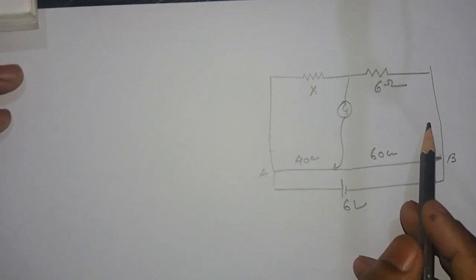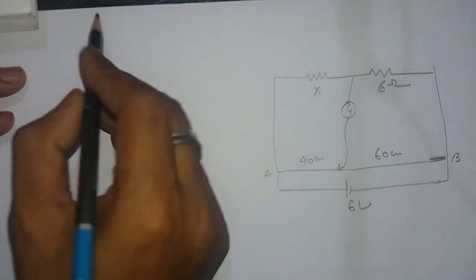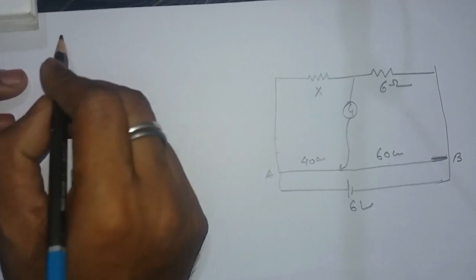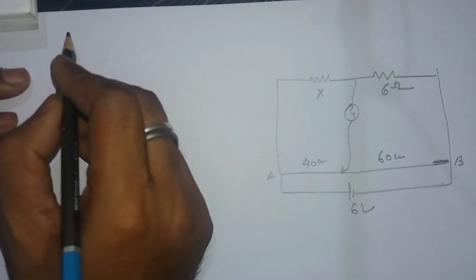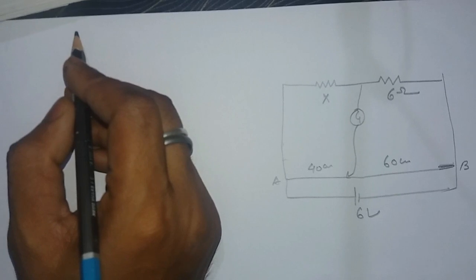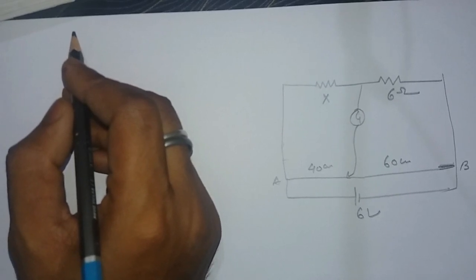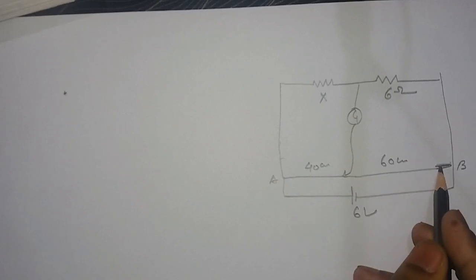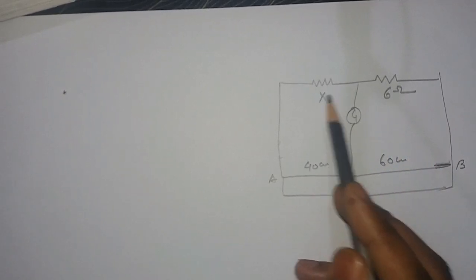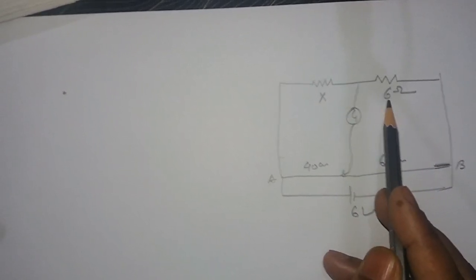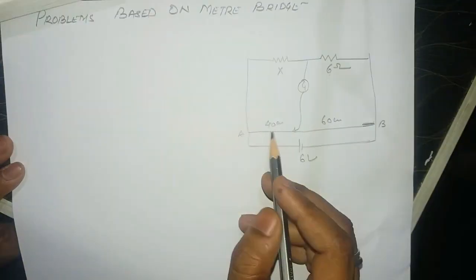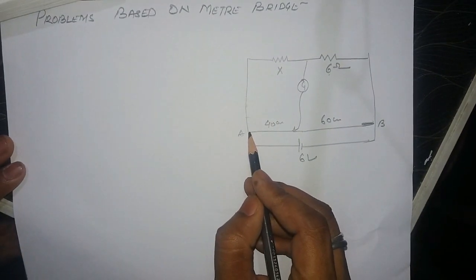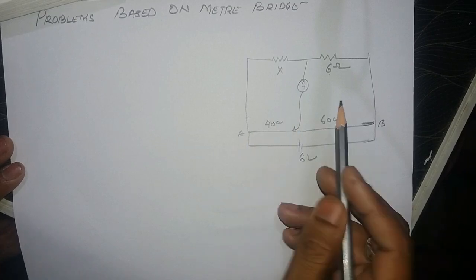Now in the given question, what is given to us? That the balancing length is 40 centimeter, this is 60 centimeter, this X is unknown, and this is 6 ohm. Okay. Now how we are going to solve this question?